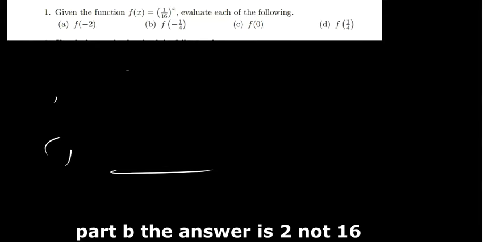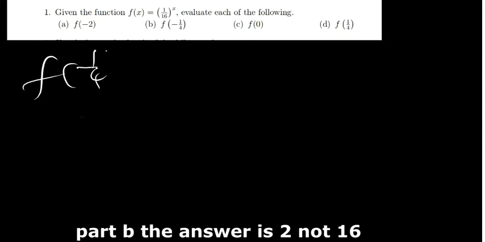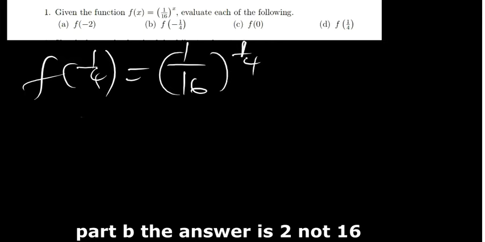Now let's go to part D. Part D is saying we need to find f of 1 over 4. So where there is x, we put 1 over 4. Now basically here it's direct. We need to find the fourth root. So f of 1 over 4 is going to be the fourth root.